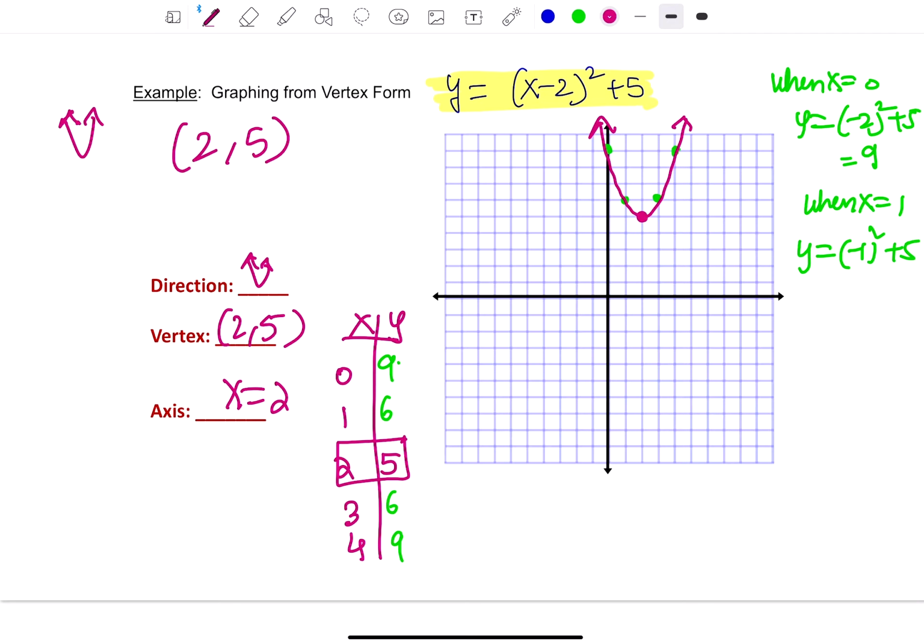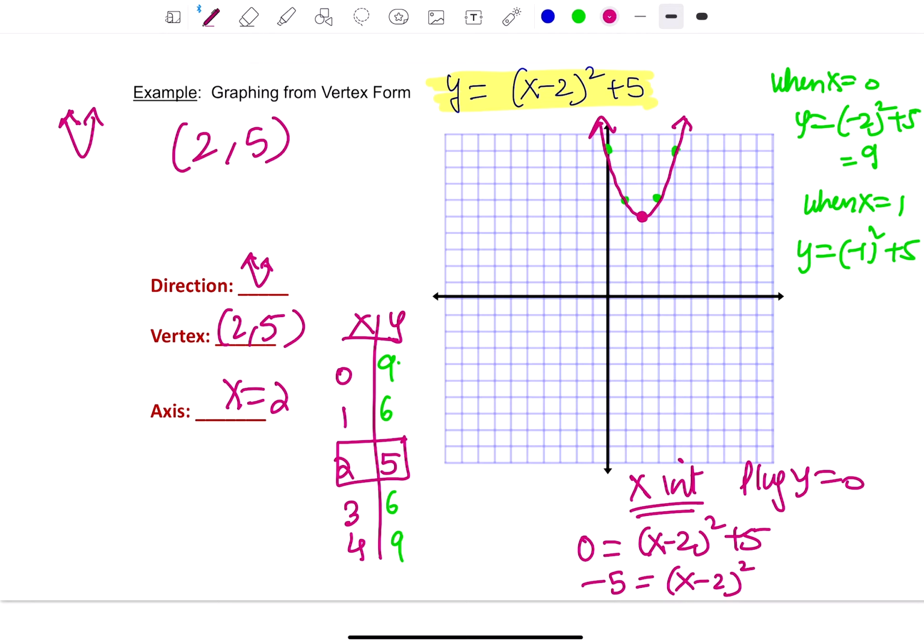It's a parabola opening upwards. Even if I try to find the x-intercepts in this case, I'm going to get into some kind of trouble. I will not be able to find the x-intercepts. Let's also practice finding x and y-intercepts. If I were to find the x-intercepts, I will plug in y as 0. So if I replace y by 0, x minus 2 squared plus 5, so negative 5 equals x minus 2 squared. When I take the square root, I will be taking the square root of a negative number, so there's no real solution, because I'm taking the square root of negative 5, which is not real.